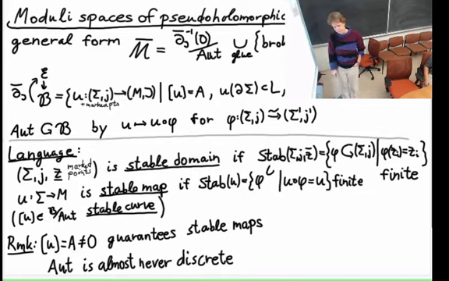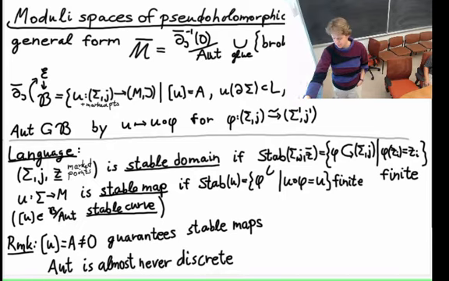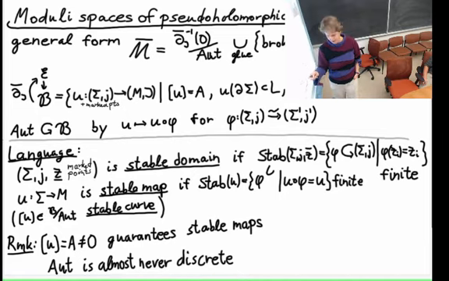Some people, I believe, call domains modulo automorphisms stable domains. So stable curves. I'm going to try to always call the surfaces surfaces, or domains of Riemann surface, and curves for me will always be unparameterized holomorphic maps.